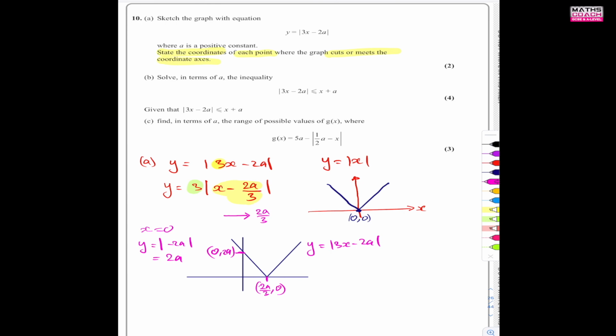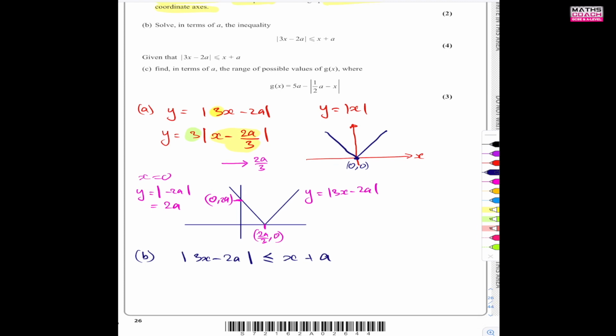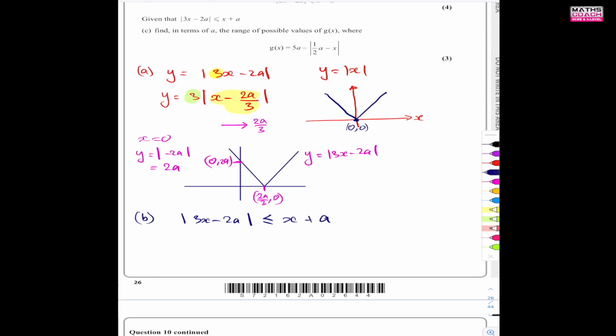All right, question B, solve the equation given. So part B: the modulus of 3x minus 2a is less than or equal to x plus a. There are two versions to this inequality. If we do the positive version, we get 3x minus 2a is less than or equal to x plus a, so 2x is less than or equal to 3a, or x is less than or equal to 3a over 2.